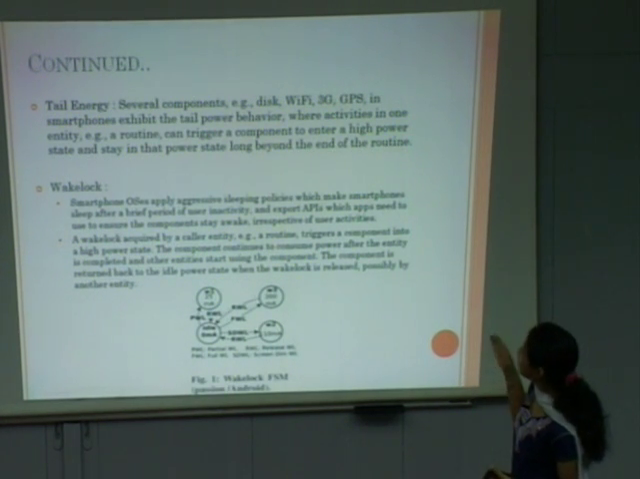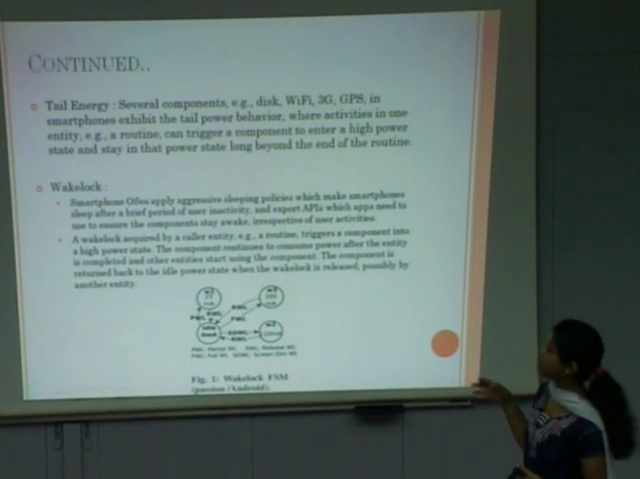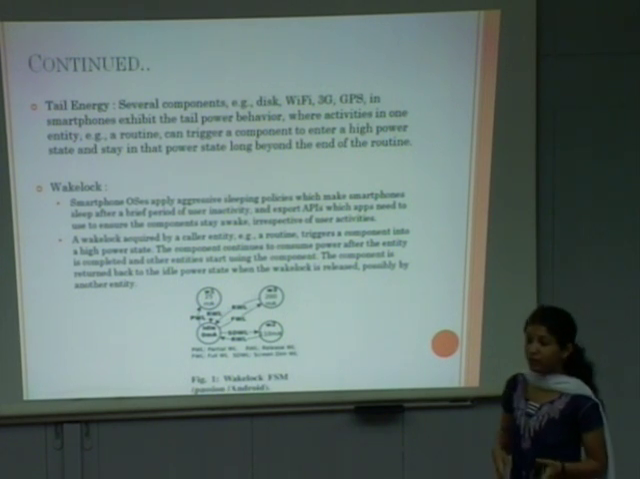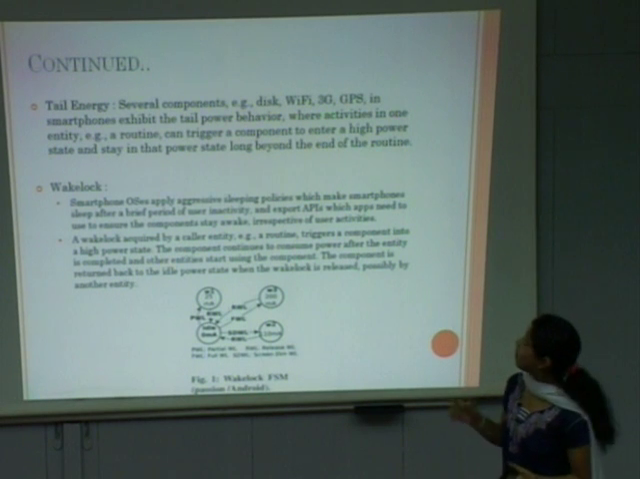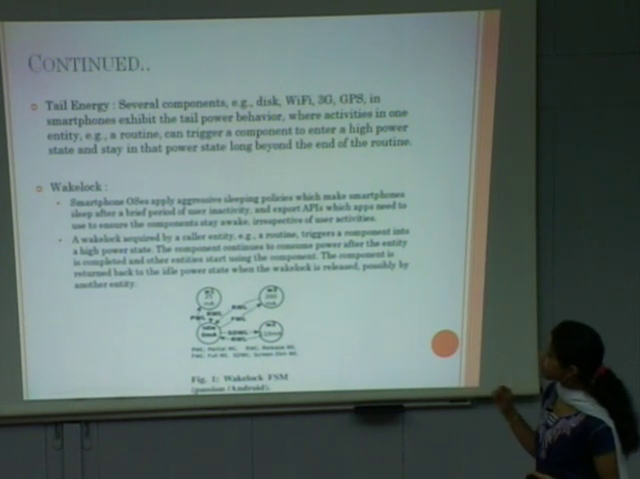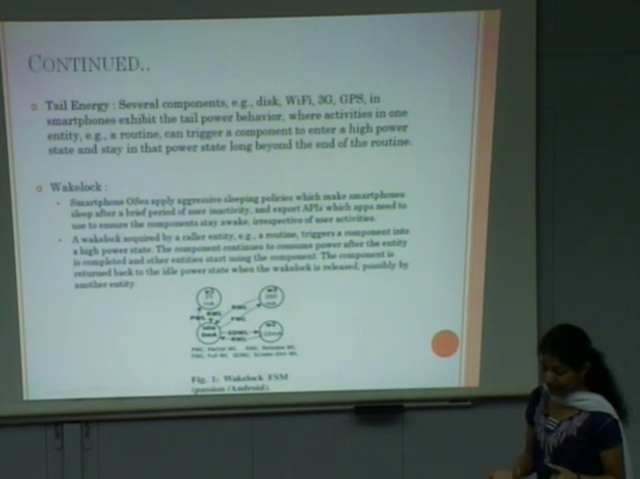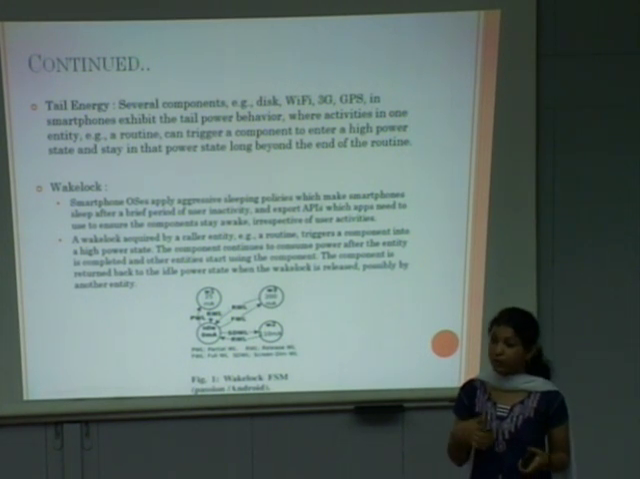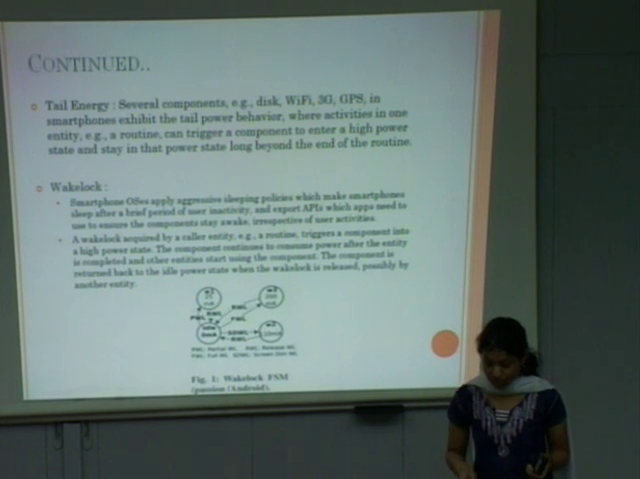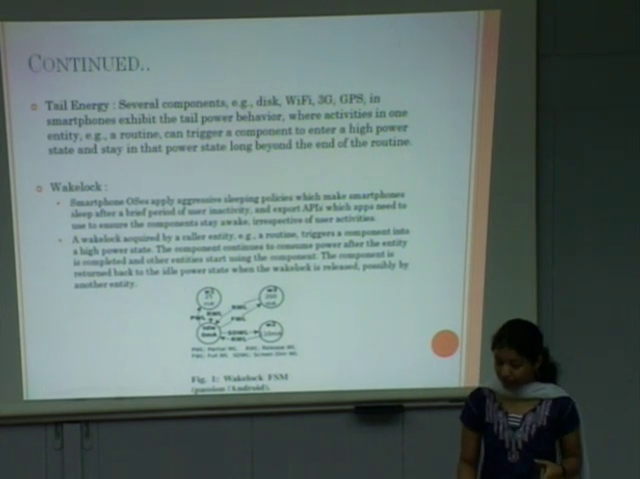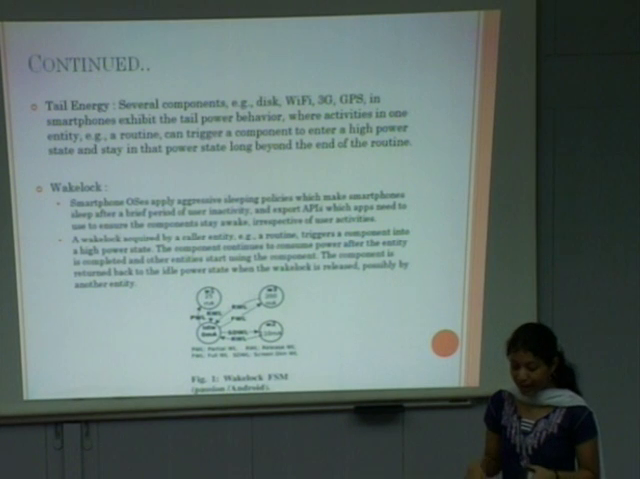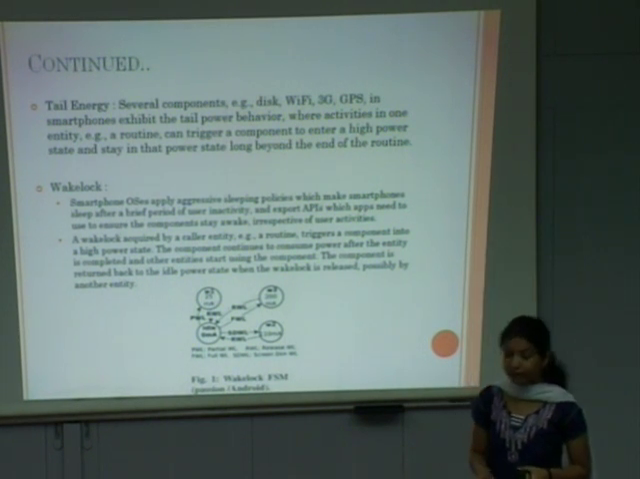Several components, like disk, Wi-Fi, 3G, GPS, etc., exhibit tail behavior, wherein activities, like a routine calling the GPS, cause the GPS to go into a high power state. So a routine can trigger a component into a high power state and stay in that power state long beyond the end of the routine.